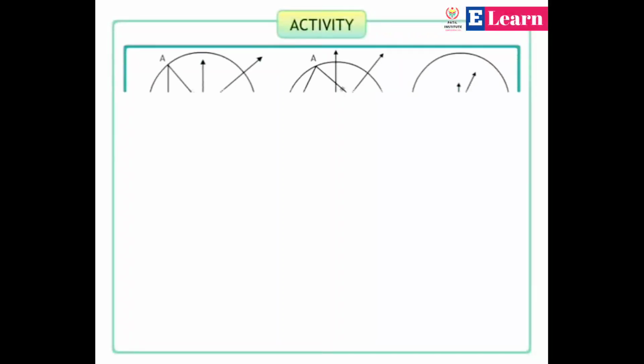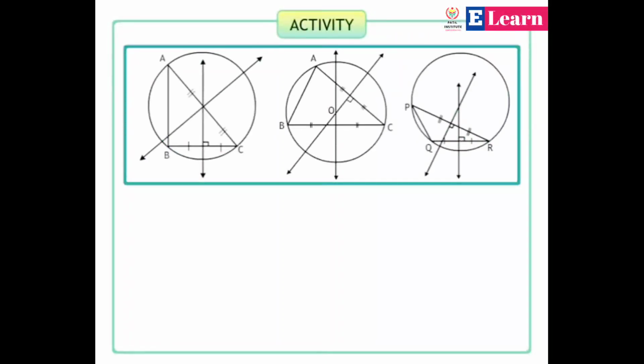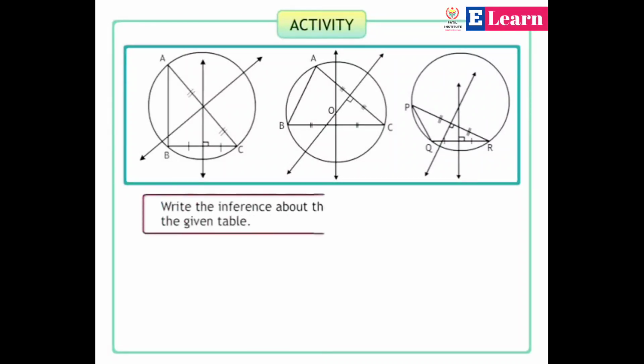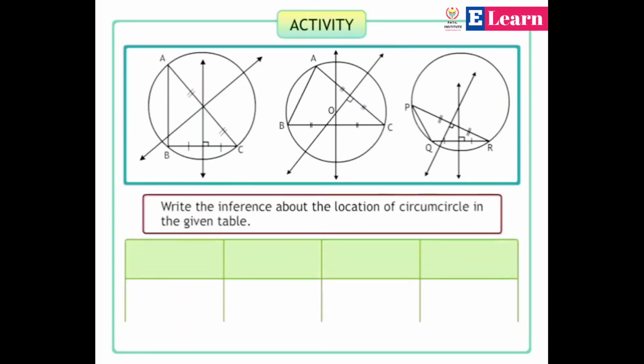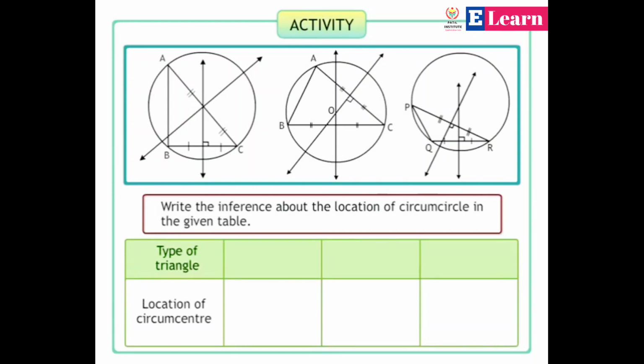Now let's solve an activity related to circumcircle. Look at the screen. We have drawn 3 different types of triangles with their circumcircles. Let's write the inference about the location of the circumcircle in the given table with the help of the figures drawn.